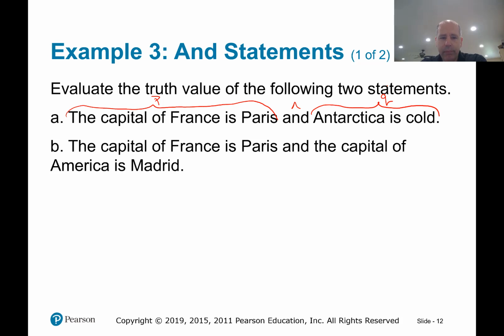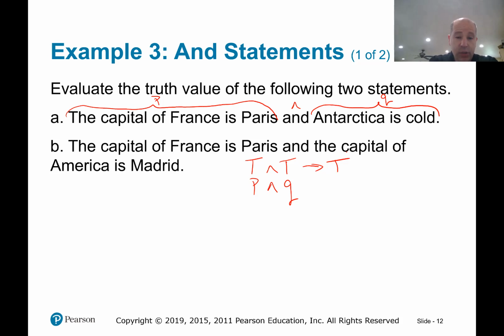Now, are they both true? Is the capital of France Paris? Yes. So one way we could do this is we could just put a T. So we could do P and Q, which translates to T, and Q is also true, T, so it's T and T, and since they're both true, we know the whole statement is true.